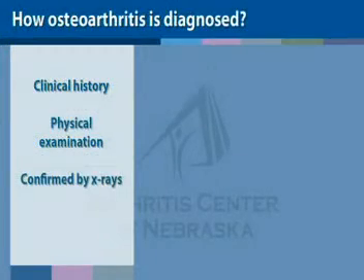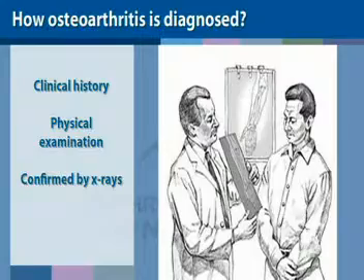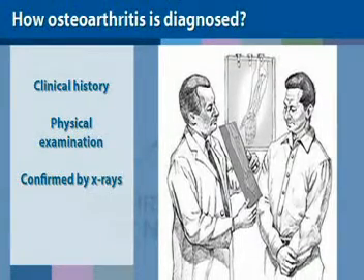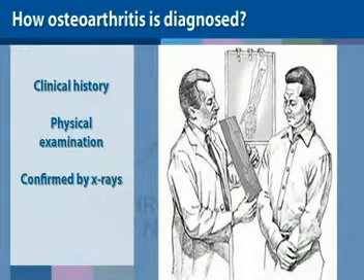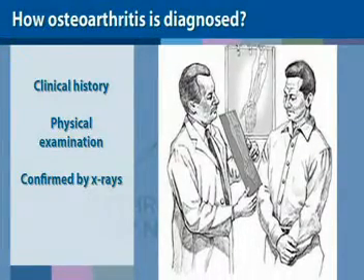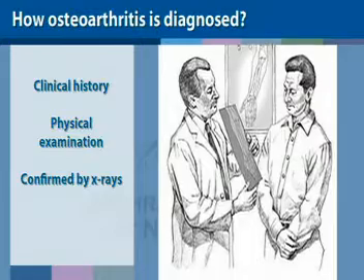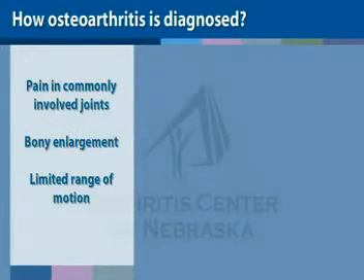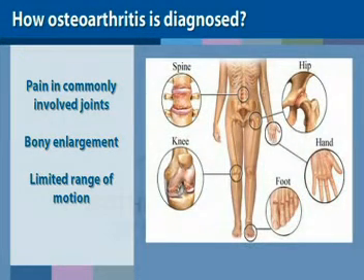The diagnosis of osteoarthritis can be made by clinical history, physical examination, and confirmed by plain X-rays. Additionally, routine laboratory tests are helpful in screening for associated conditions or establishing a baseline for monitoring therapy. Osteoarthritis is suspected when patients have pain in the commonly involved joints. Bony enlargement is common, and limitation to range of motion increases with arthritis severity.